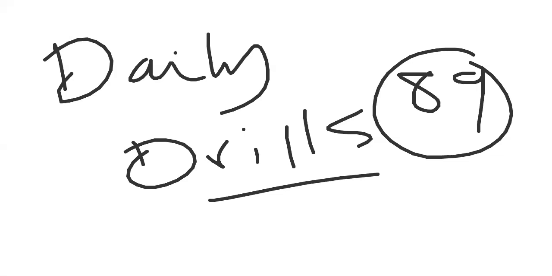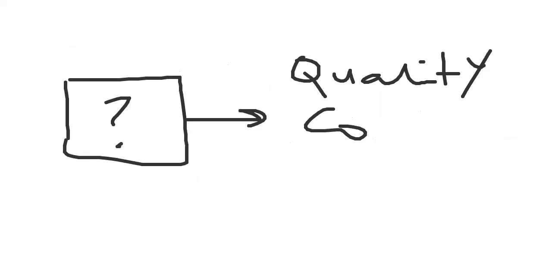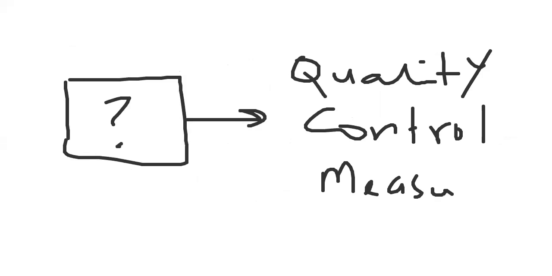We're starting off with QCM. I want you to tell me which process gives you quality control measurements. Quality control measurements is an output of 5, 4, 3, 2, 1.